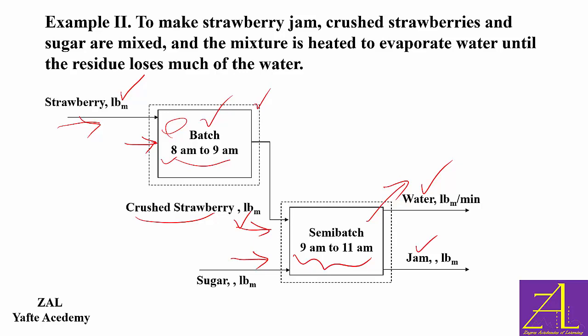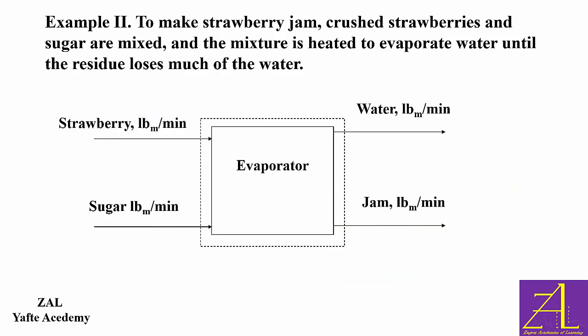So as we see from the four streams, one stream is continuous and the other streams are added or removed at a fixed time. This is called a semi-batch process. And the quantities of the three streams in pound mass, and one stream is continuous, so the quantity should be rate like pound mass per minute.